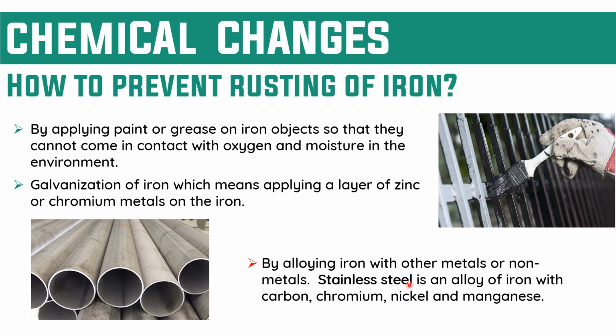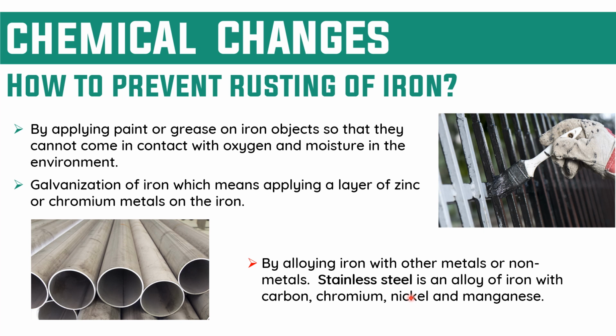Example: stainless steel. Stainless steel is an alloy of iron with carbon, chromium, nickel and manganese. This is also very important, children. Stainless steel is iron mixed with carbon, chromium, nickel and manganese. So you have to learn these names by heart.